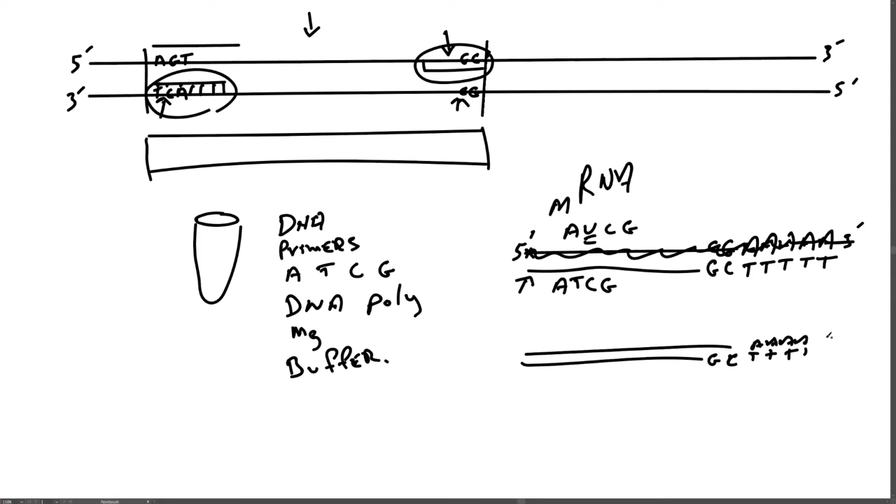And so this top strand is identical to the original RNA molecule, except the U's have been now replaced by T's, and this is now a double-stranded DNA molecule. They call this copy DNA or cDNA. That is reverse transcribed messenger RNA that's been converted into a double-stranded DNA molecule.